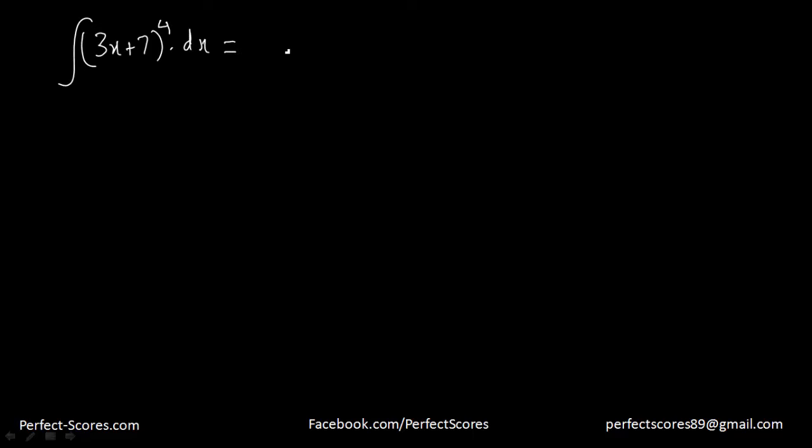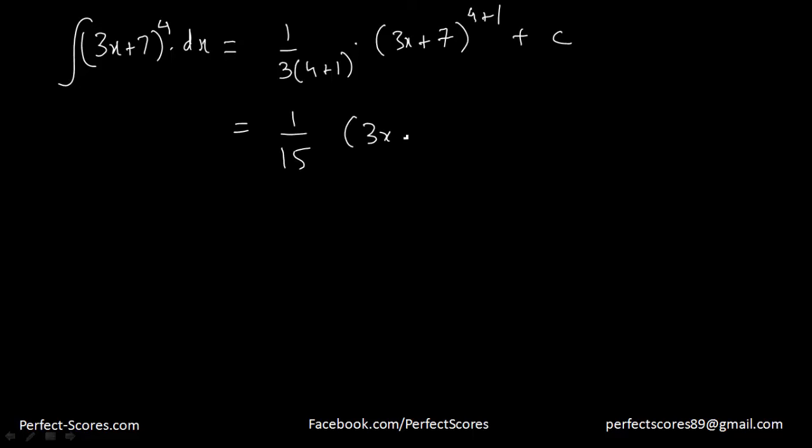That is actually going to be equal to 1 over a, that is 1 over 3, times (n + 1), which is 4 + 1, into (3x + 7) raised to the power 4 + 1, plus c. So that is going to be 1 over 15 times (3x + 7) raised to the power 5, plus c. Fine. I've just used the formula and put everything into it, and everything worked out well.